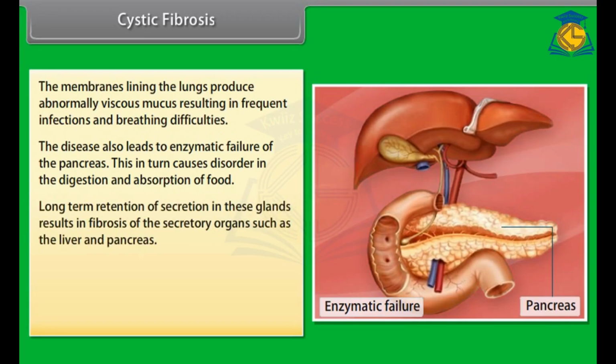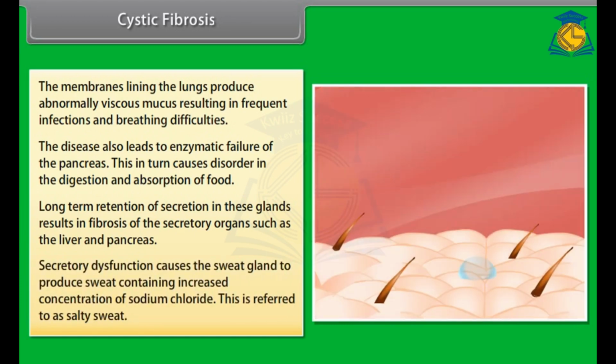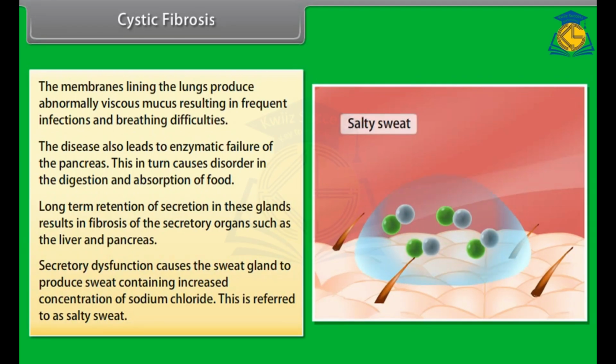Long-term retention of secretion in these glands results in fibrosis of the secretory organs such as the liver and pancreas. Secretory dysfunction causes the sweat gland to produce sweat containing increased concentration of sodium chloride. This is referred to as salty sweat.